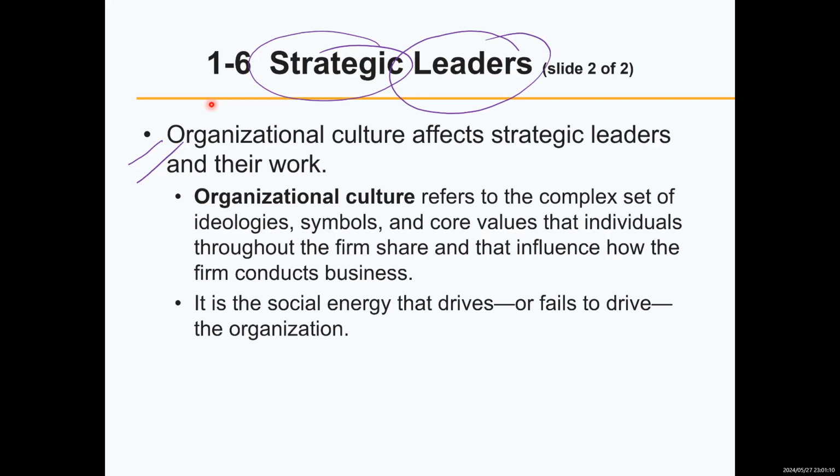So the culture also affects the strategies. If culture is too tight, the leaders' hands are tied, they cannot lead the organization to new boundaries. So it is a social energy that drives or fails to drive the organization.